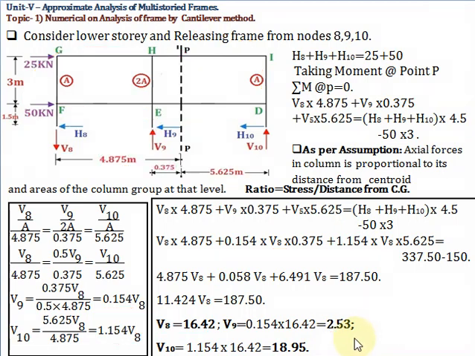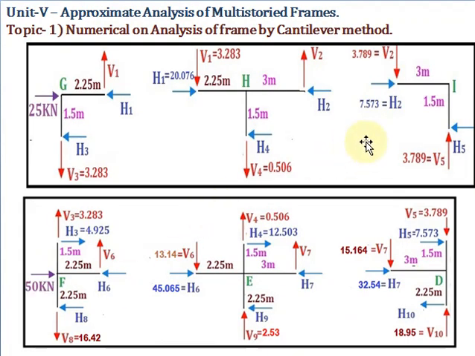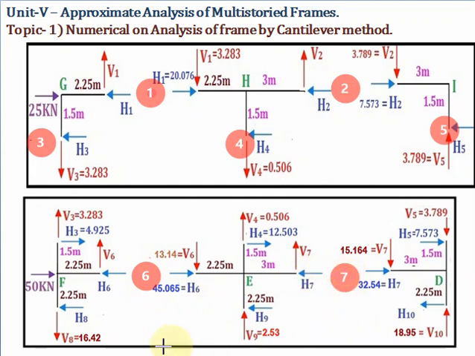So we have found the vertical forces now. Now this is very important. This node is node number 1, this is node number 2, this is node number 3, this is node number 4, this is node number 5, node number 6, node number 7, node number 8, 9 and 10.